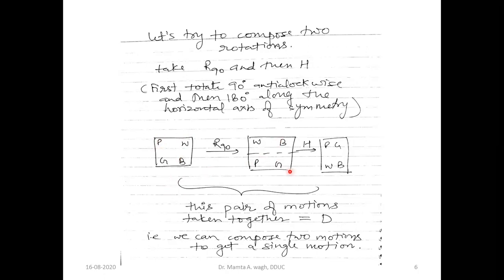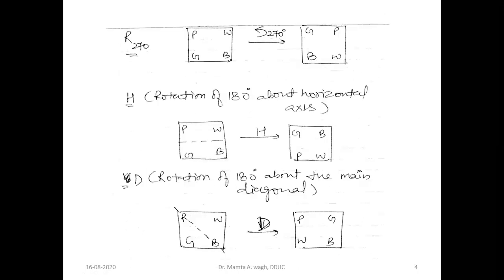Then if I apply this H on this position, then this is the horizontal axis. So W and B will come down and P and G will go up. So this is the result of H. So this pair of motions taken together is giving you D. So let us see again what was the result of D. So this D is rotation along the main diagonal 180 degree. So this was PWGB giving you PGWB.